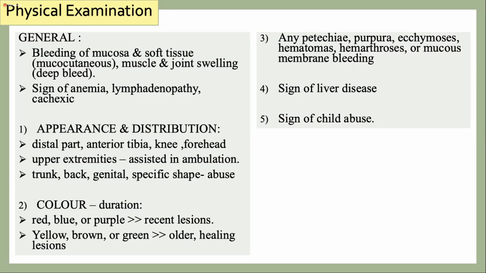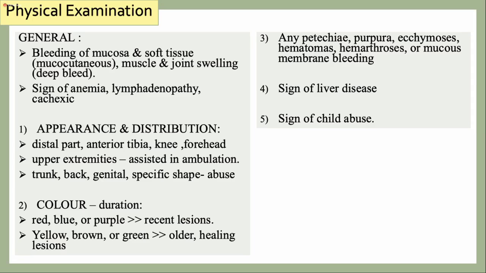For example, hemophilia. We need to describe the appearance and distribution of the bruises. The common areas would be the distal part, anterior tibia, knee, and forehead. For the upper extremities, we need to know whether the patient has any assisted ambulation, maybe bruises from crutches being used. Then the third point would be locations that are usually secondary to the patient being abused, such as the trunk, back, genital area, or any specific shape of the bruising.